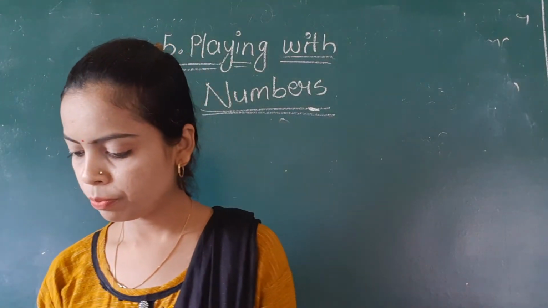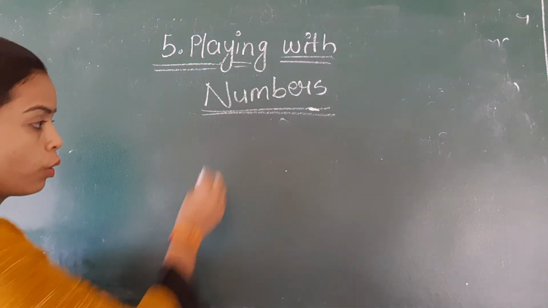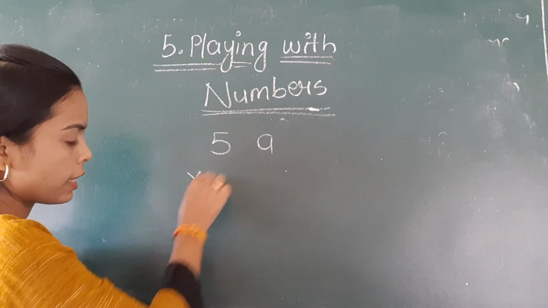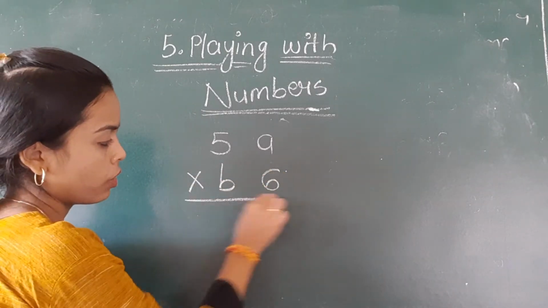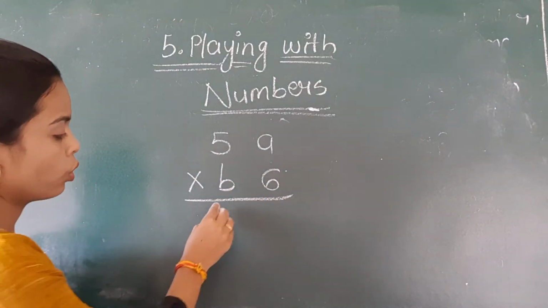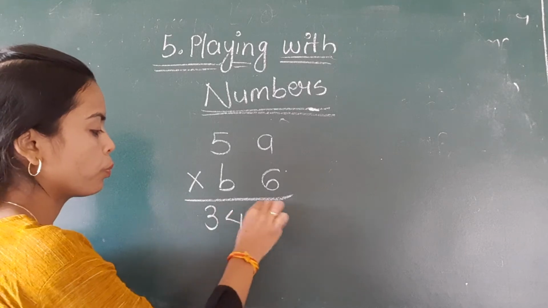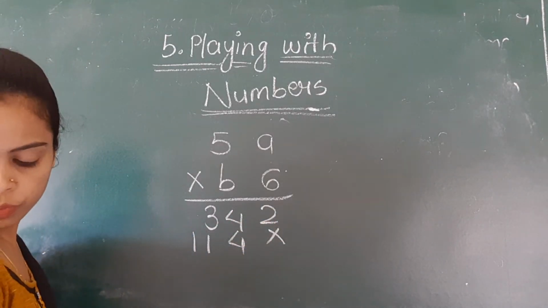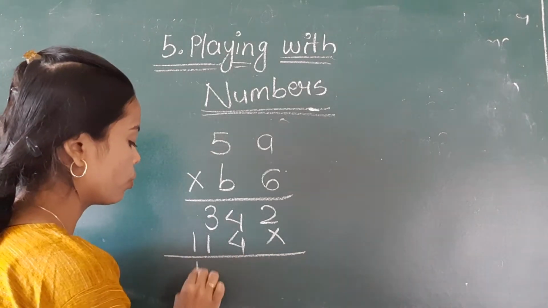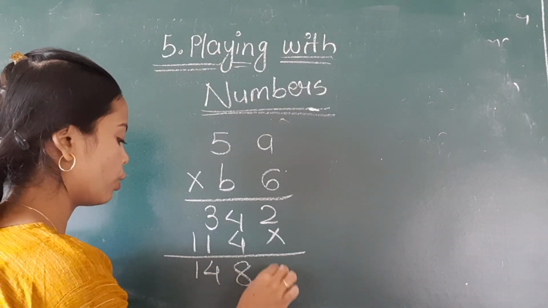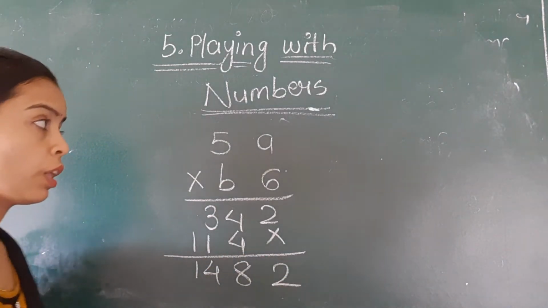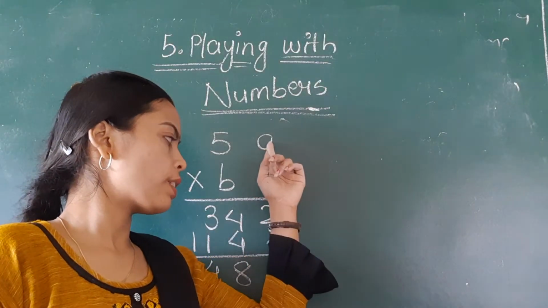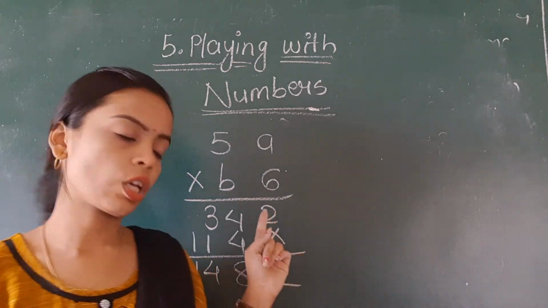the question, okay, 5A into B6 is equals to 342, 114, and that is equals to 1482.